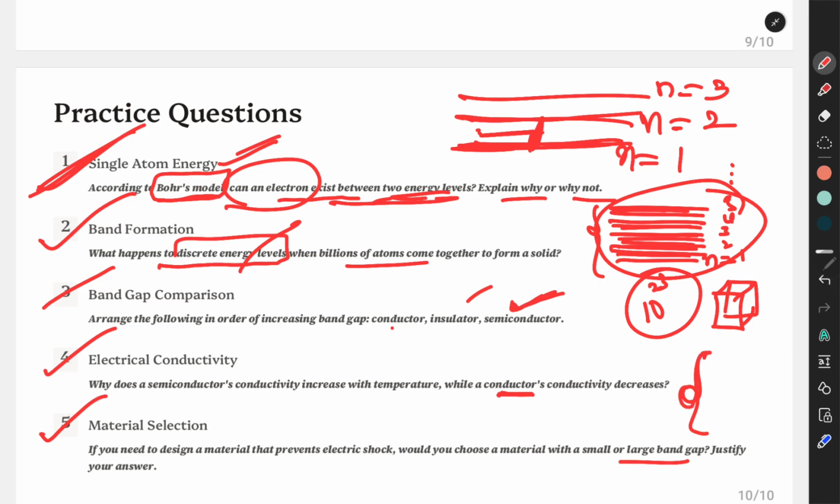An insulator will have a very wide band gap. So we will choose a material with a large band gap like an insulator, because a large band gap will prevent the electrons from jumping from the valence band to the conduction band. So it ensures no conductivity is there. So this will prevent the electricity. So we can use rubber or plastic. They are ideal insulators for safety. So we'll use insulators whose band gap is large. Right? Understood?